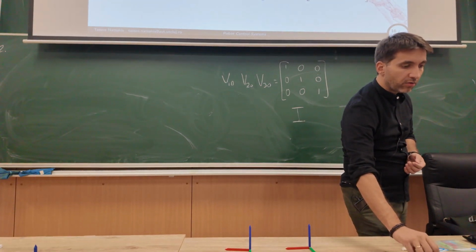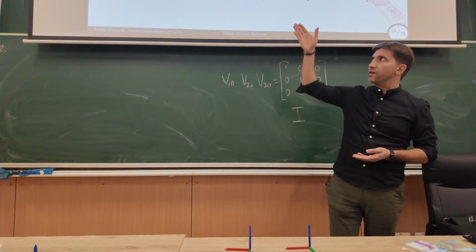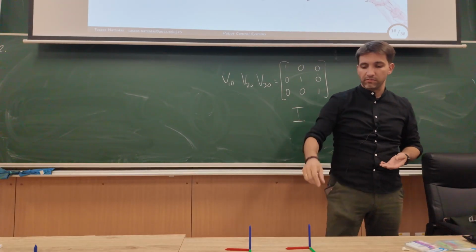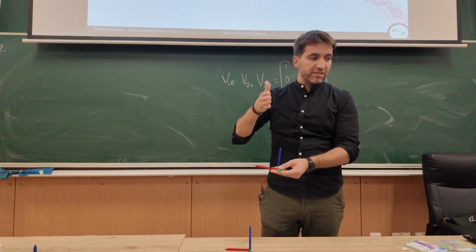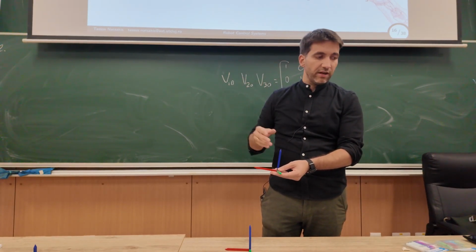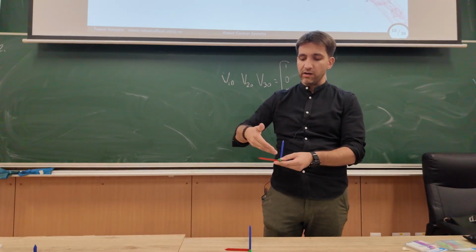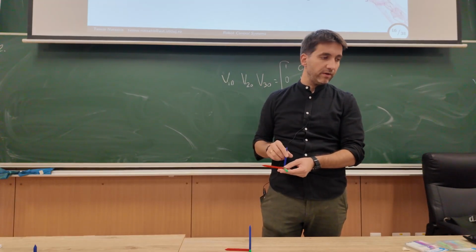The first column would be the coordinates of the first axis of my frame. The second one would be the second axis. The third column will be the third axis, right? And let's say, for convention, again, the first one is the red one, then the green one, then the blue one. So x, y, and z.